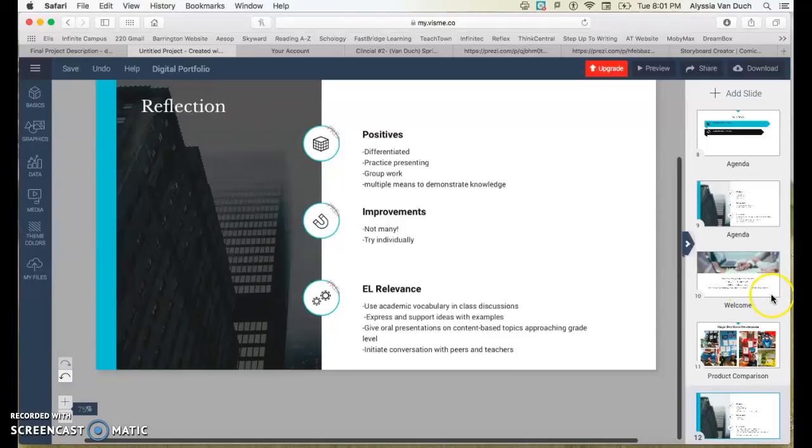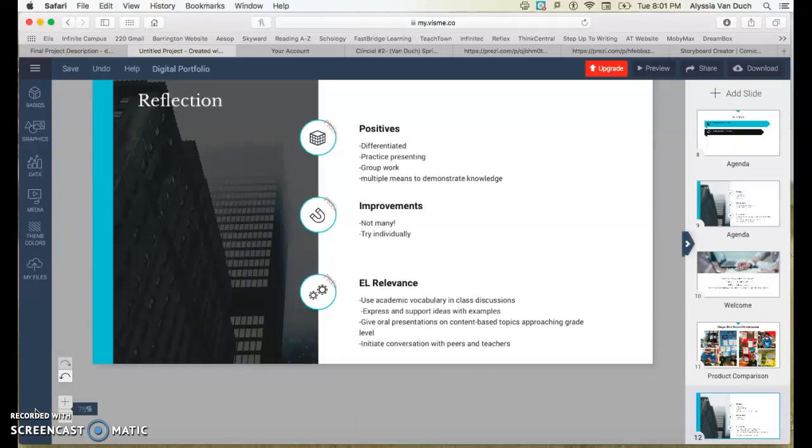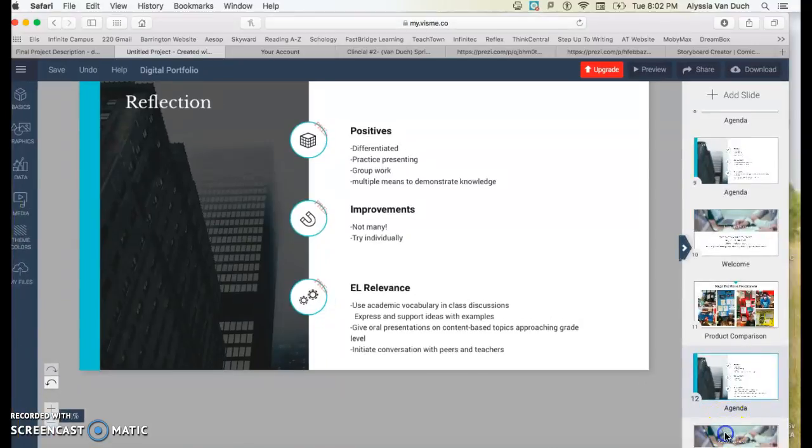I said maybe try individually. A lot of the students got to work together in groups. Then the EL relevance was that they got to use academic vocabulary in class discussions, express and support their ideas with examples, give oral presentations on content-based topics, and then initiate conversation with peers.